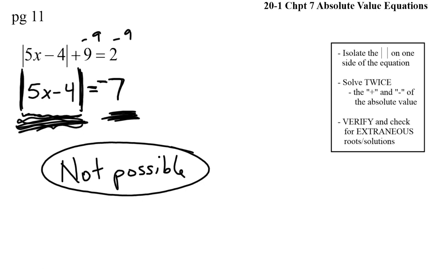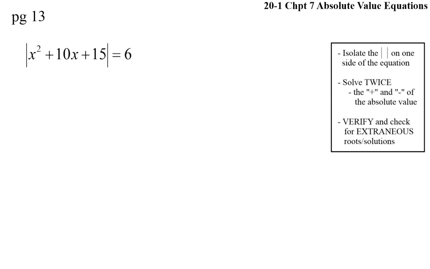So, got to think sometimes. I know it hurts a little bit, but you got to think. Page 13. Let's take a look at this one. Page 13, it's not a lot different, except the question becomes, now we have a quadratic instead of linear. Same process, just a little bit more work.